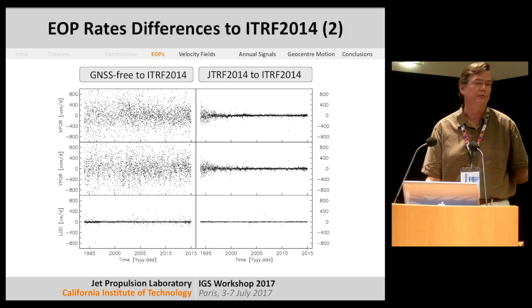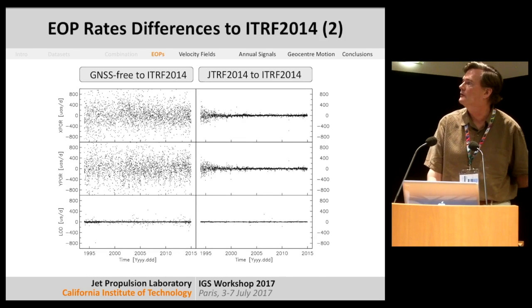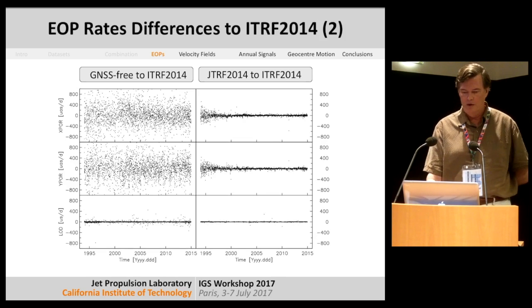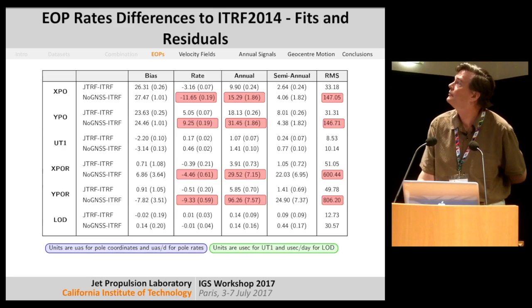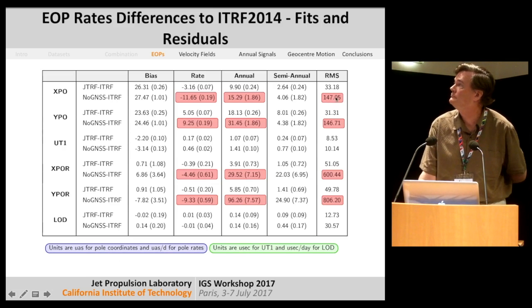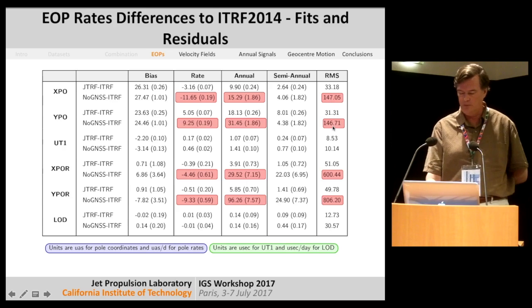And then this is the rates. So this is polar motion rate and length of day on the bottom. Again, much greater scatter. We have statistics on this. So the RMS differences without GNSS data increase a lot on the EOPs.